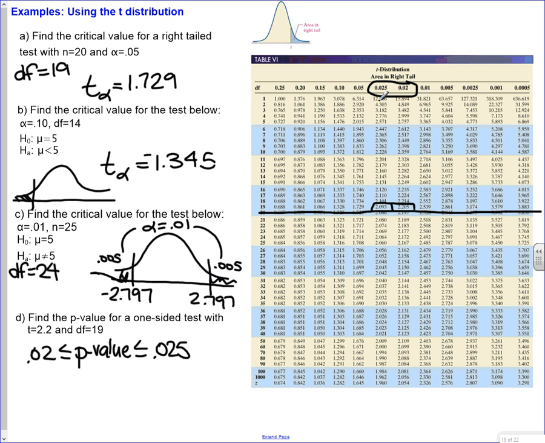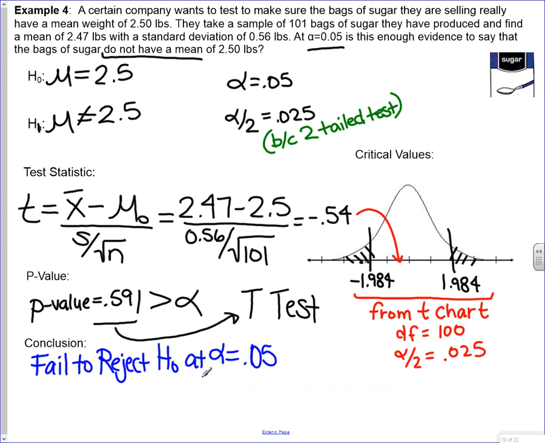So most of the time that's going to be enough information to get it in a certain range so you'll still know is that less than 0.05 or 0.01 or whatever. So that's how you would find the p-value with the chart. But when you're working with your calculator, it's going to give you an exact p-value.